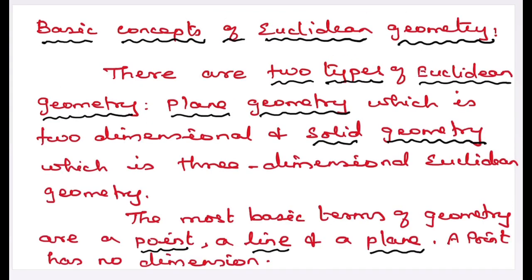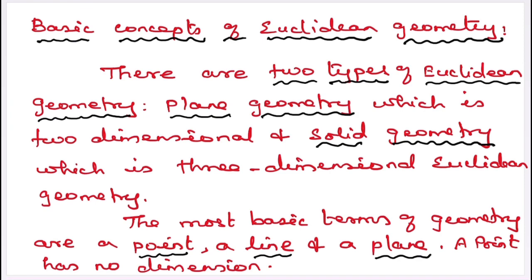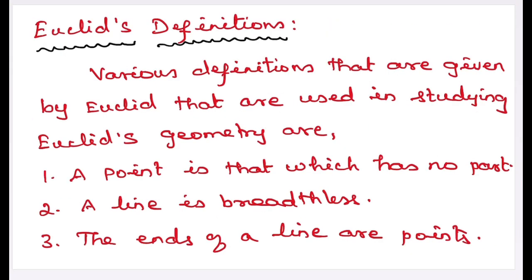What are the basic concepts of Euclidean geometry? There are two types of Euclidean geometry: plane geometry, which is 2-dimensional, and solid geometry, which is 3-dimensional. The most basic terms of geometry are a point, a line and a plane. A point has no dimension. Next we'll go to Euclid's definitions.